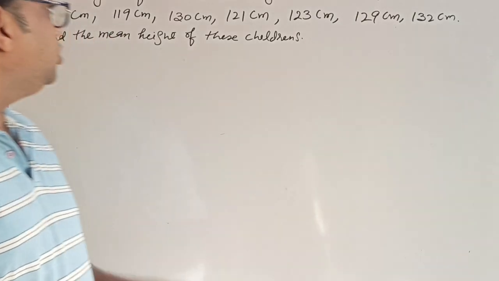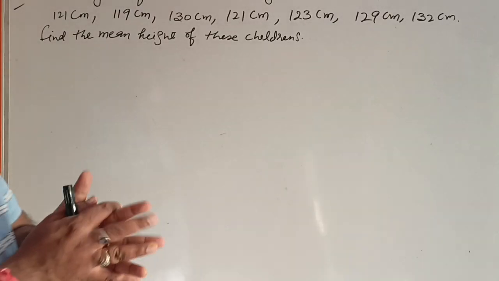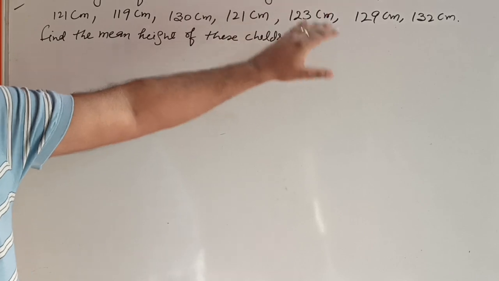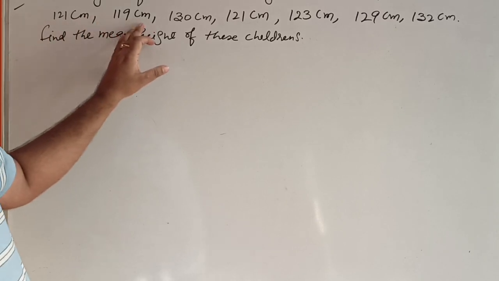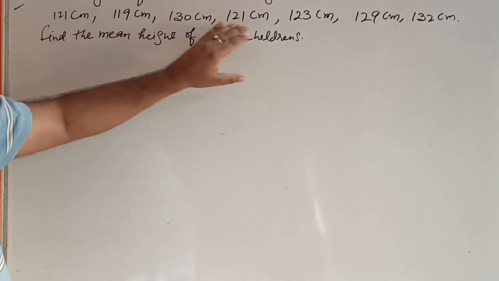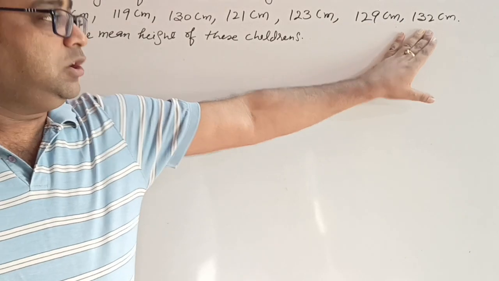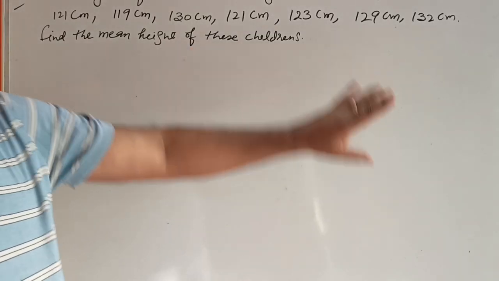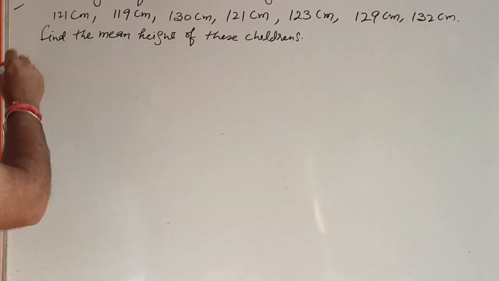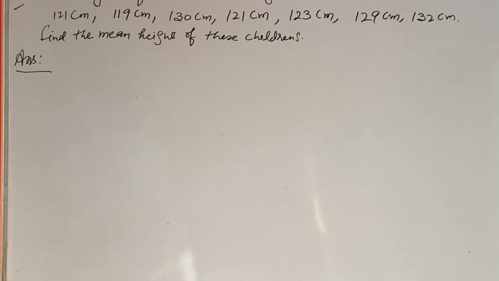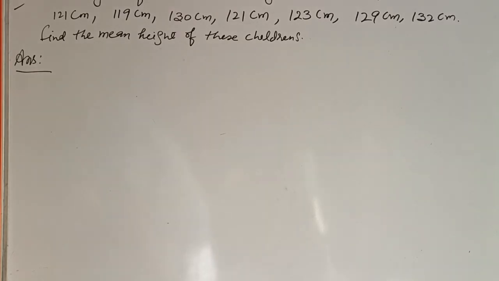So guys, moving on to the question based on ungrouped data. The heights of 10 children are given as 120 centimeter, 124 centimeter, 125 centimeter, 121 centimeter, 119 centimeter, 130 centimeter, 121 centimeter, 123 centimeter, 129 centimeter and 132 centimeter. Find the mean height of these children. First we have to identify which kind of data is given. Data is not in the form of a table, so this is ungrouped data or scattered data.